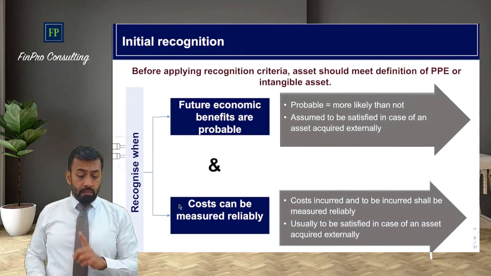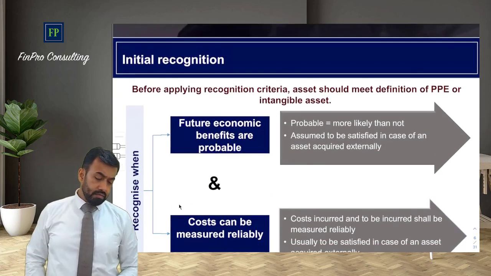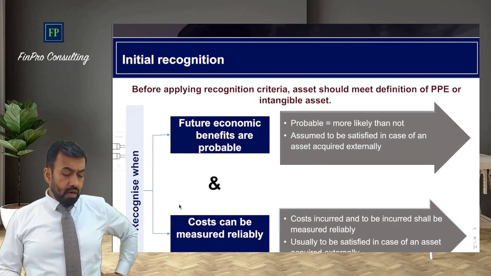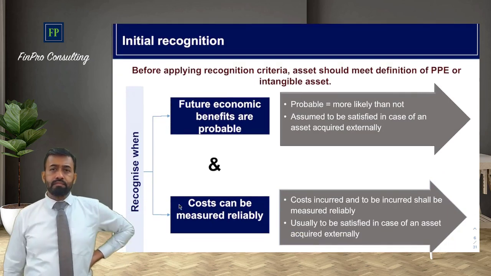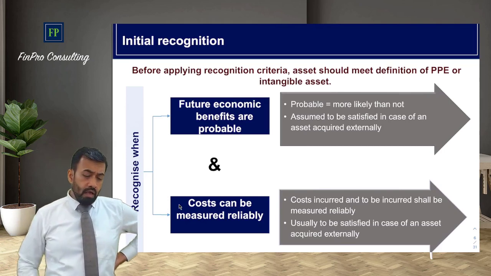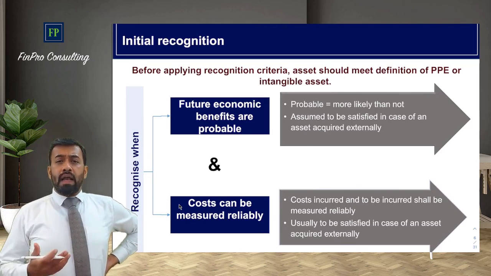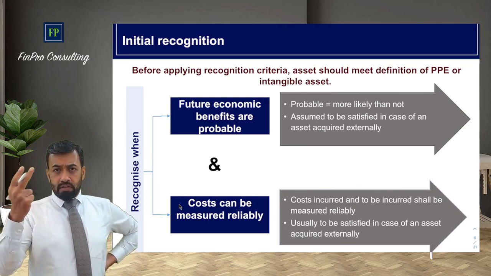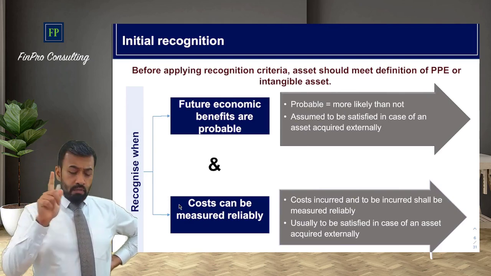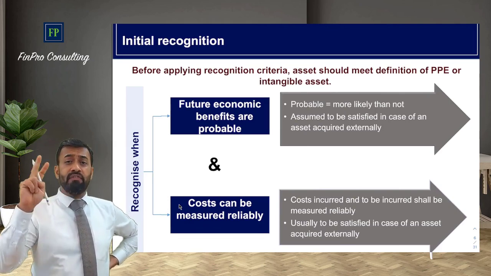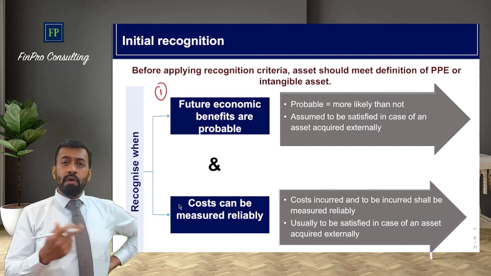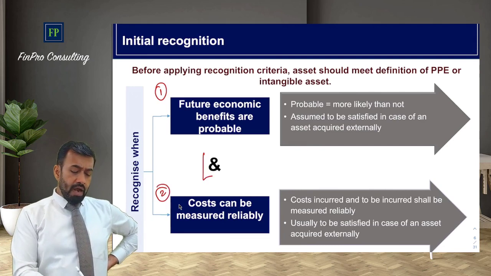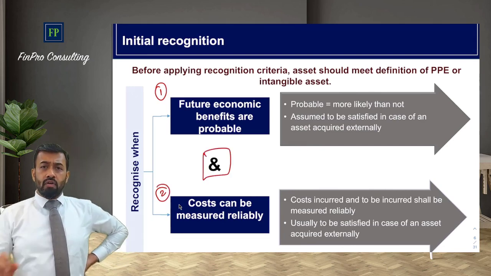Okay. Now, initial recognition. We are coming on to our first principle here. Recognition. When to recognize? So I have always told you the 2 pointers. Number one, probability of future economic benefits, and second is reliable measurement of cost. So this is probability of future economic benefits and reliable measurement of cost.